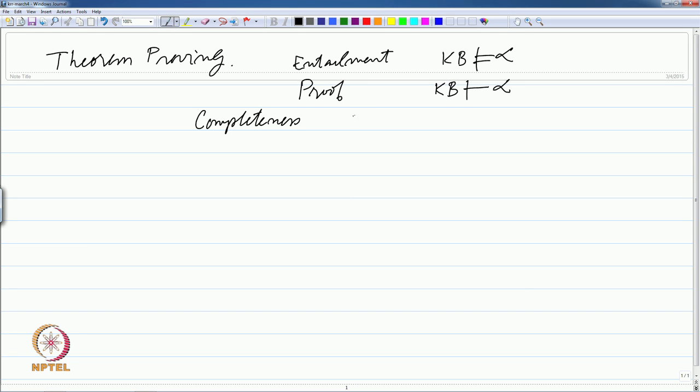which says that if something is entailed, then you should be able to derive it. The opposite is soundness, which is that if you can derive it, it must be true or it must be entailed essentially. Now, we have looked at two methods so far.